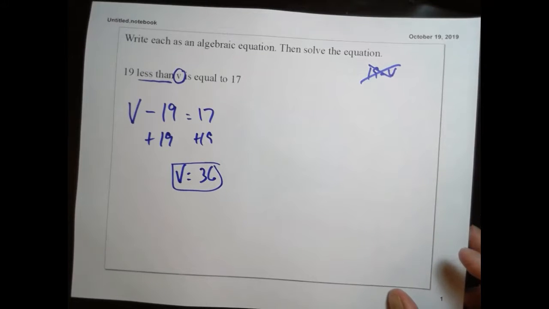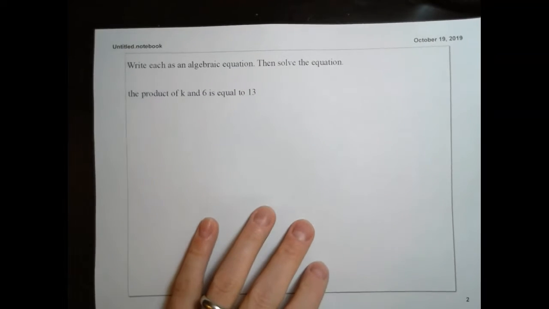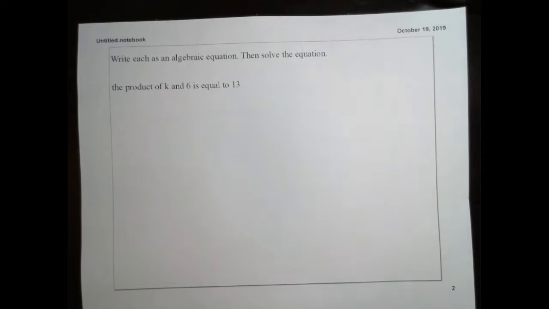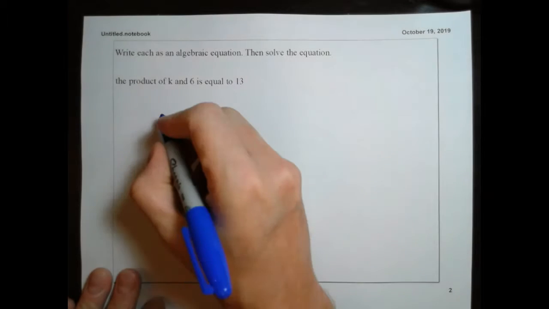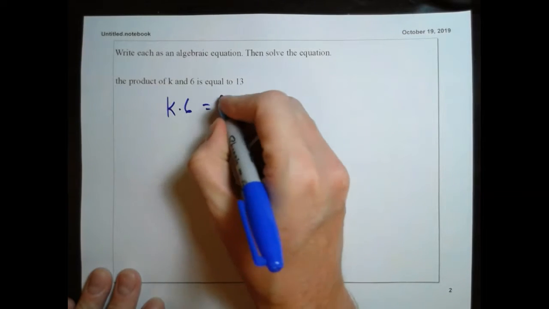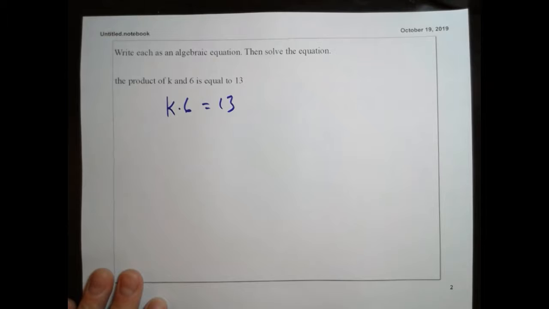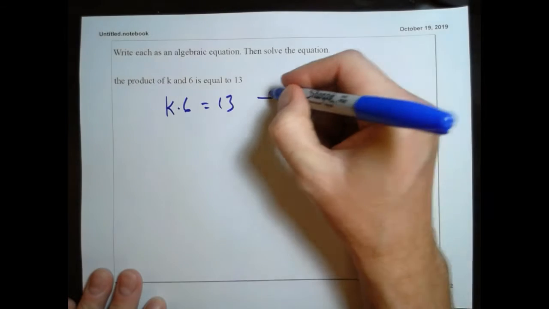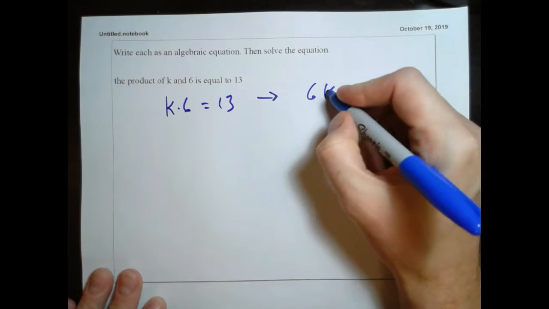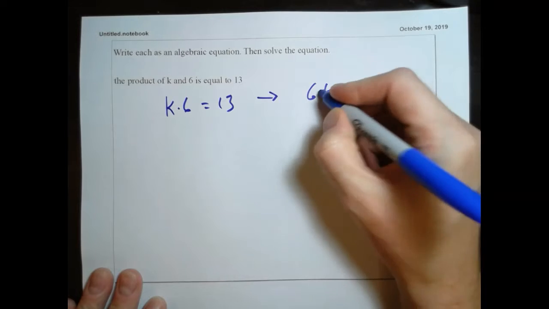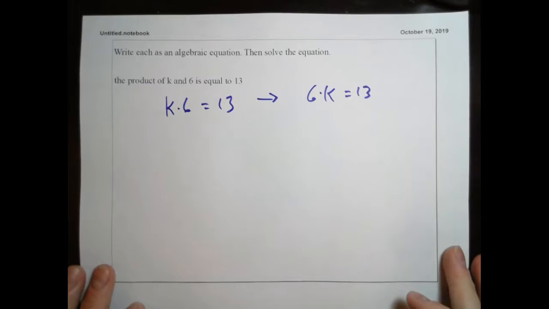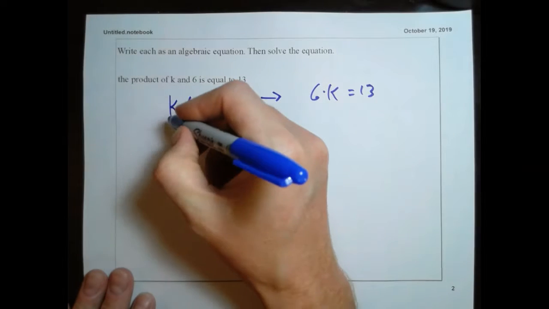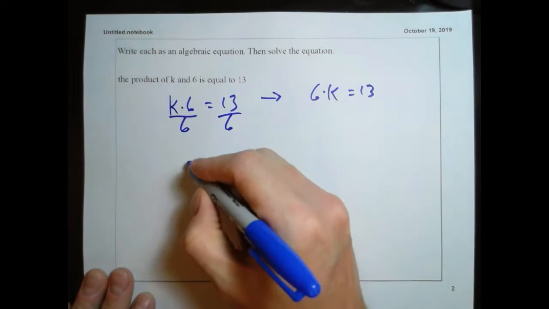The other thing I noticed that some of you guys are still, understandably, kind of uneasy with is whenever we're solving a product equation and it doesn't divide out perfectly. So for instance, we have the product of k and 6 is equal to 13. So that'd be k times 6 equals 13. For those of you that may be uncomfortable with this, it's also 6k equals 13, because in multiplication the order can be written either way because of the commutative property. But what we're going to do is divide both sides by 6 either way.